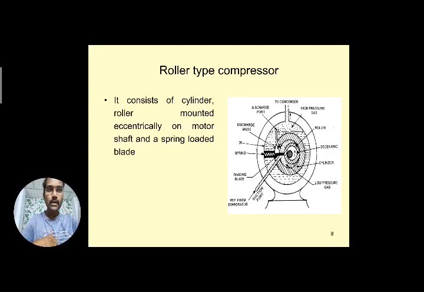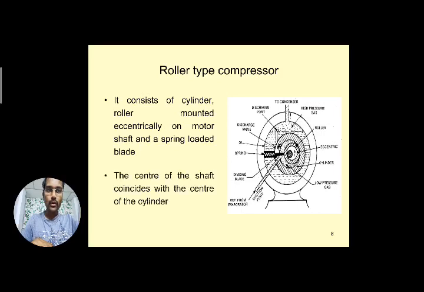It consists of a cylinder, a roller mounted eccentrically on the motor shaft. I explained what eccentrically mounted means, right? On the motor shaft, and a spring loaded blade, a dividing blade. I told you it separates the suction side and the discharge side. It is very beautifully designed. The center of the shaft coincides with the center of the cylinder.